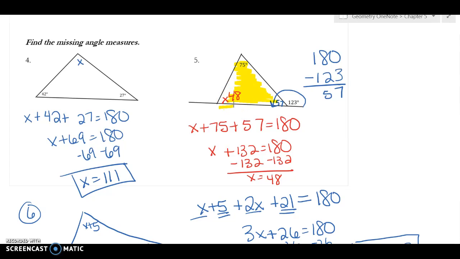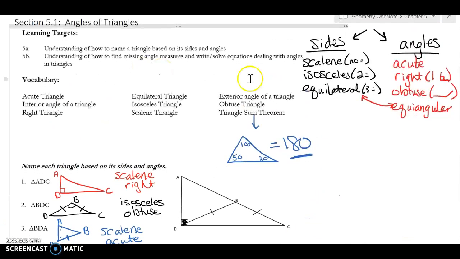Now I still have one more blank angle, so I'll change colors again. But if you notice, these make a line. So since that's a linear pair, I could do 180 minus 48. And so this outside angle is 132. So you're going to have a lot of problems where you're looking for sum of angles. And remember, the 3 angles of a triangle have to add up to 180. The other thing you have to remember is when you're naming angles or triangles, you have to get one name from the sides and one name based on the angles.